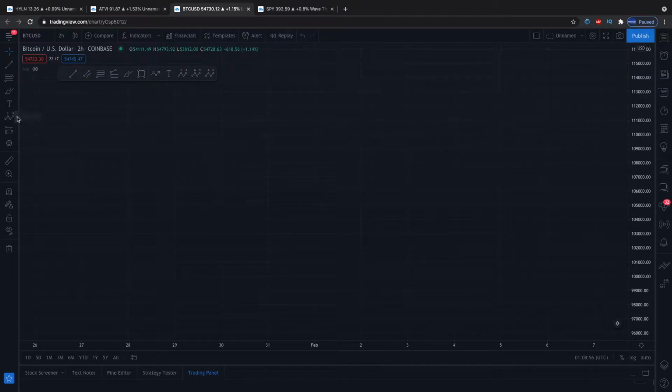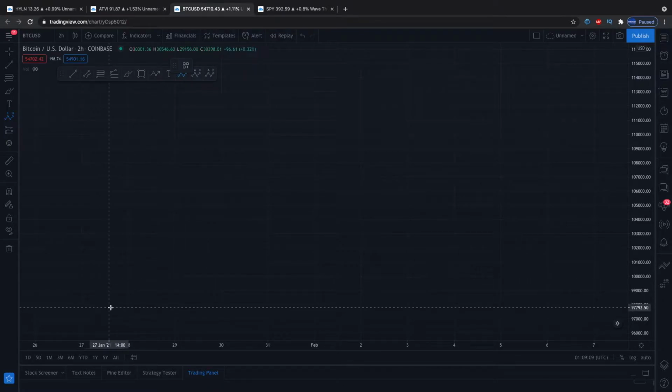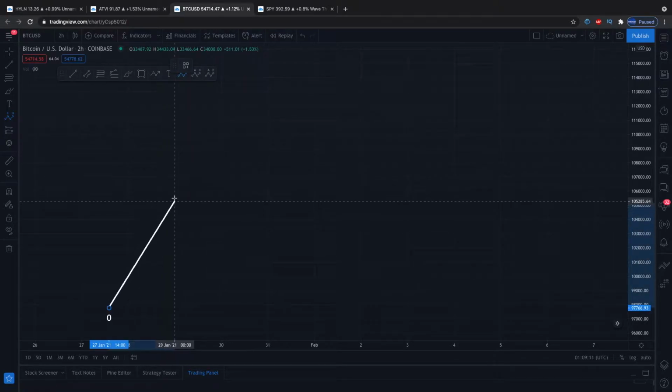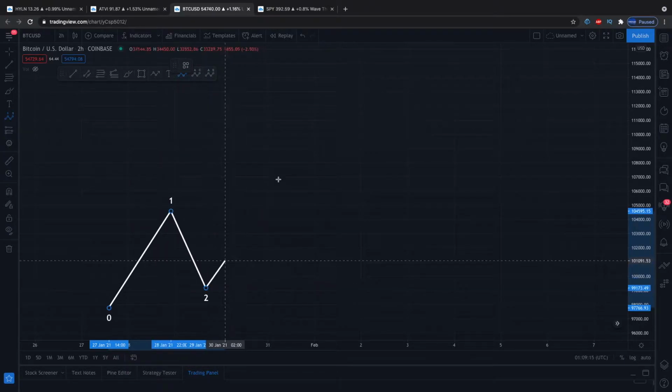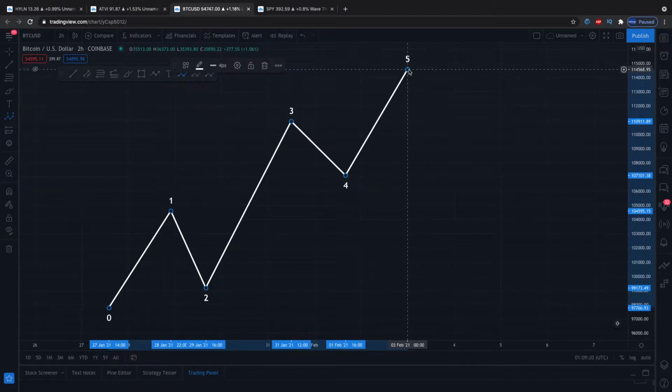To draw your Elliott impulse wave, I'm using TradingView. I'm sure most plotting websites have this ability, and you just click on Elliott Impulse Wave and you start off here. So we're just going to first draw a 1, 2, 3, 4, 5 structure. I'm just going to arbitrarily put some targets here, the third wave, fourth wave, and the fifth wave.